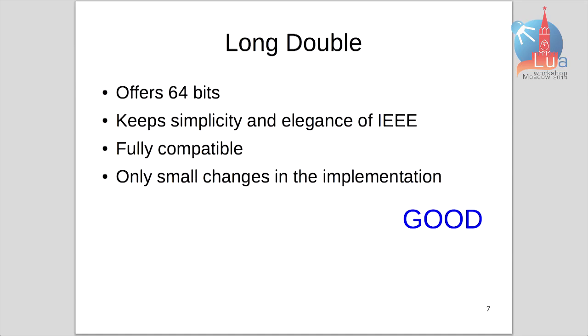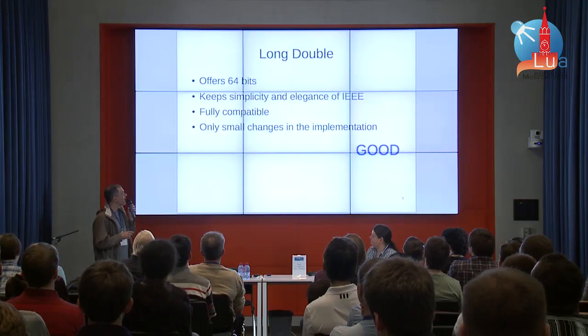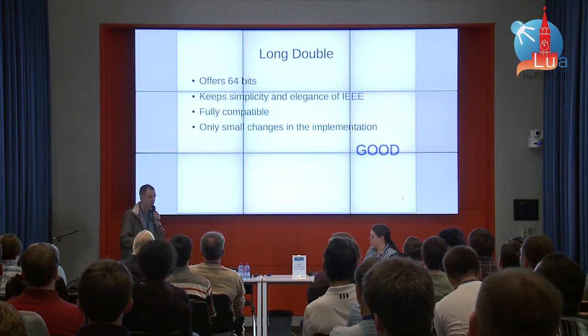The long double has some very good qualities. It offers 64 bits. It keeps the simplicity and elegance. Well, simplicity and elegance, maybe it's not the right words, but anyway, it keeps the good qualities of IEEE. It is fully compatible with old Lua because we only would have more precision for everything. And it needed only very small changes in the implementation.